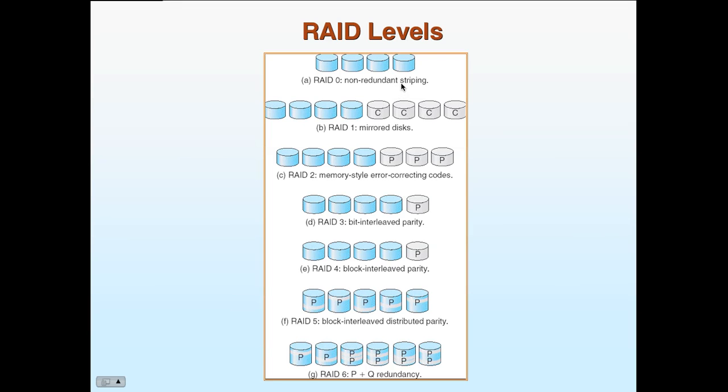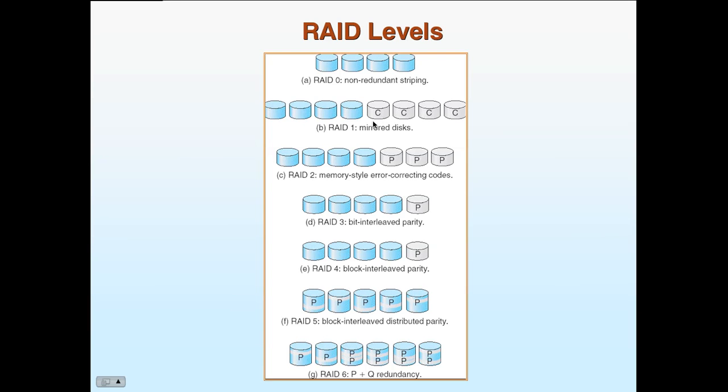At level 0, we have no redundant striping going on. We just have a bunch of disks loaded here. At level 1, we can have each one of them mirrored, which means for each one of the hard drives, we have another hard drive that is taking a copy of it and storing it. Why? Because if we lose the original, we've got the copy. We can load it back onto the original.